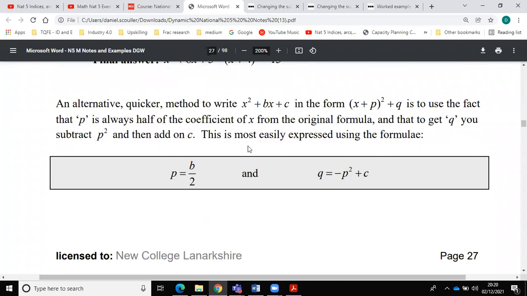So this is what they do here. They say that letter P is just b over 2. That's what we were doing, wasn't it? We wrote in b over 2, and they've put in the letter P instead, just to throw in that wee bit of confusion. So essentially we're taking the b here, dividing it by 2, and then substituting it in at a later point. And then Q is just minus p squared plus c.